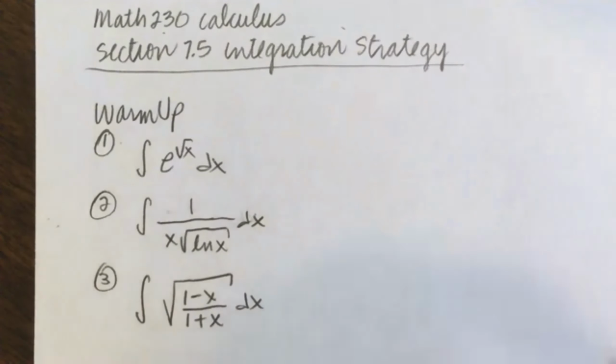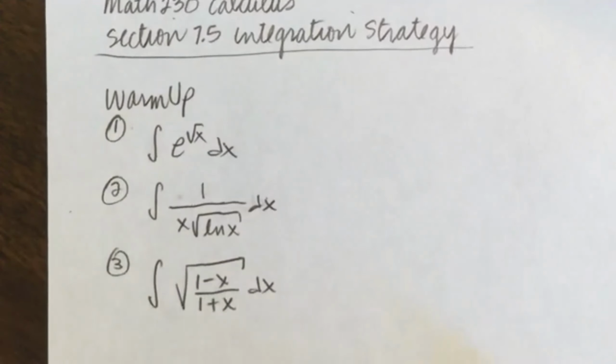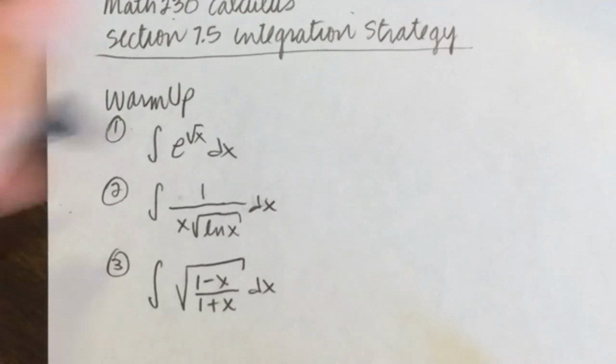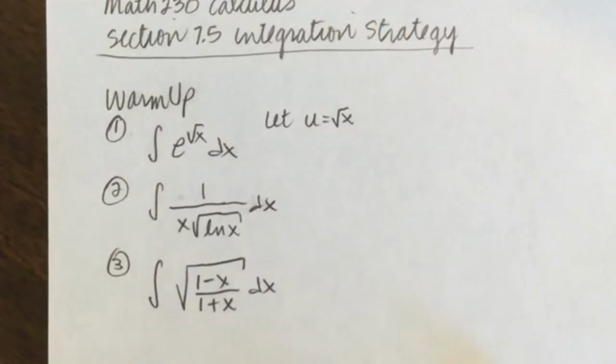Okay, let's try a couple of these. I'm thinking on number one, it would be really nice if we had a derivative of root x, and then it would be a chain rule. But since it's not there, I really would like to get that root x out of there, because it's causing me grief. And so here's what I would do. I would say, let u be root x, and then hopefully I can make it go away.